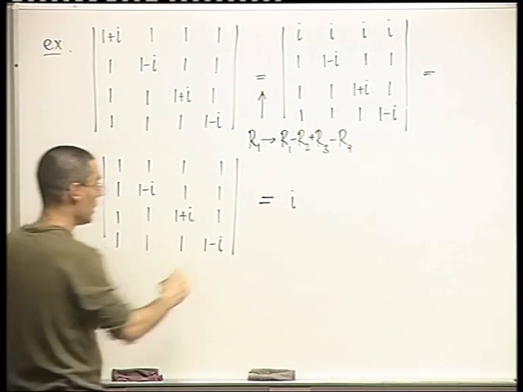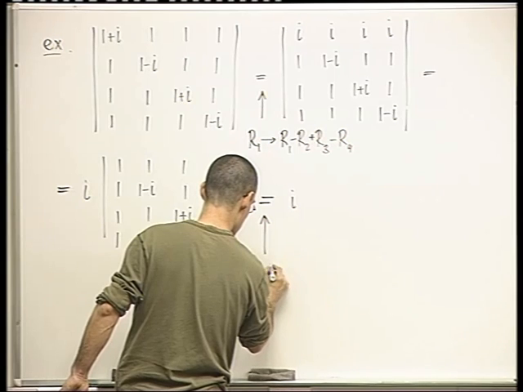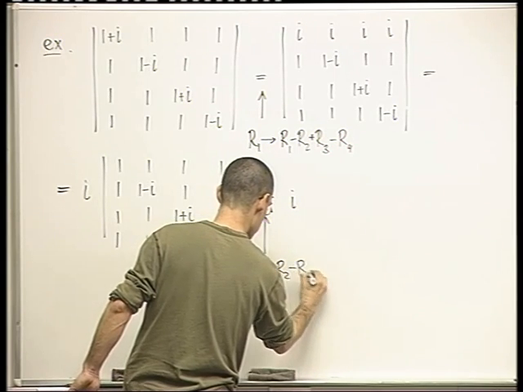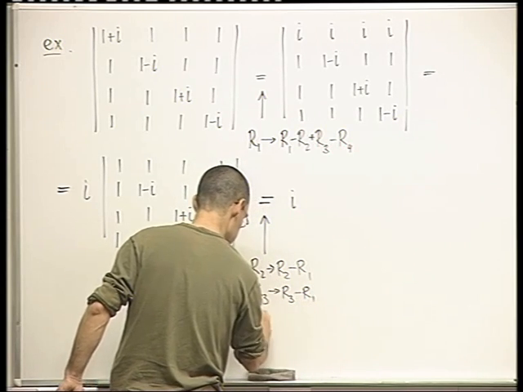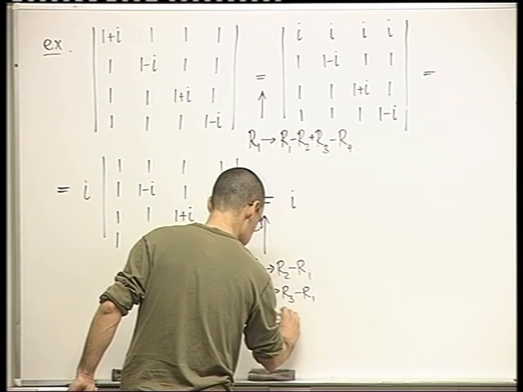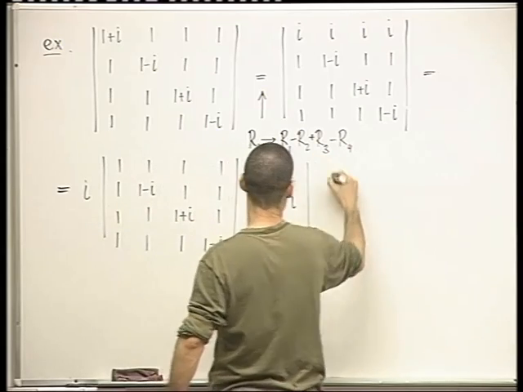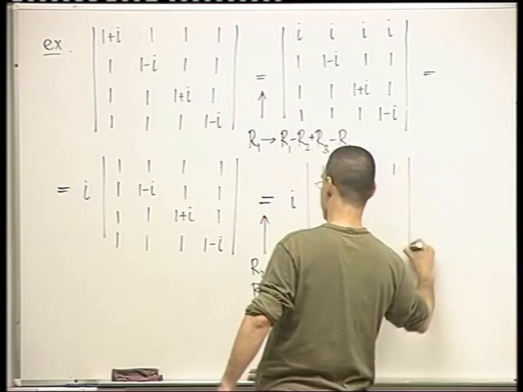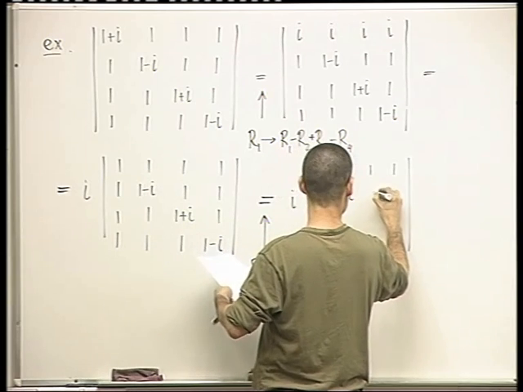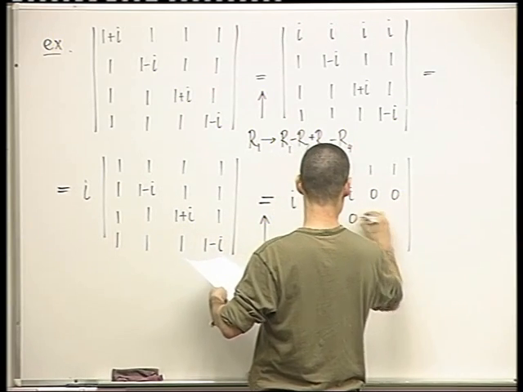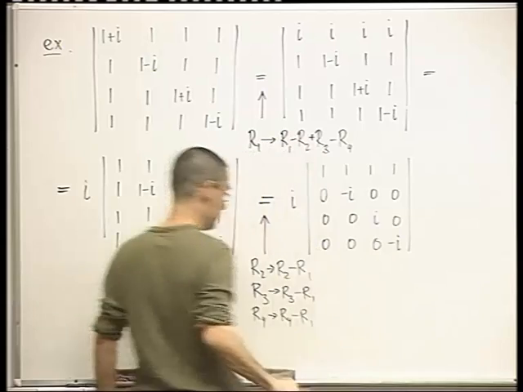Okay? So R2 is going to be R2 minus R1. Again, these are operations that don't change the determinant, right? And we get this i that already lived outside here. 1, 1, 1, 1. And then we get plenty of zeros. 0, minus i, 0, 0; 0, 0, i, 0; 0, 0, 0, negative i.